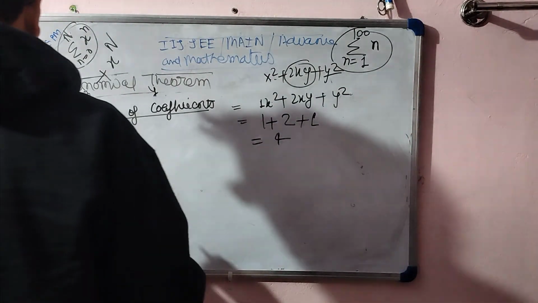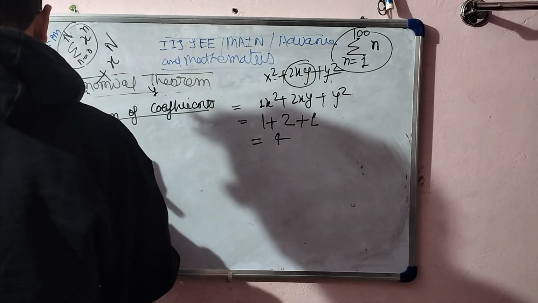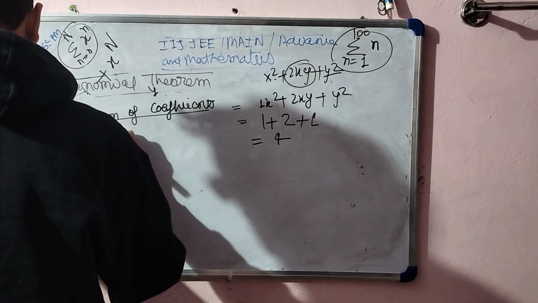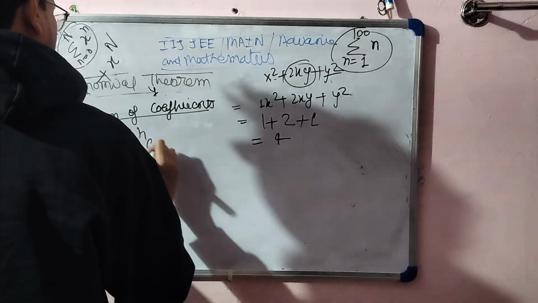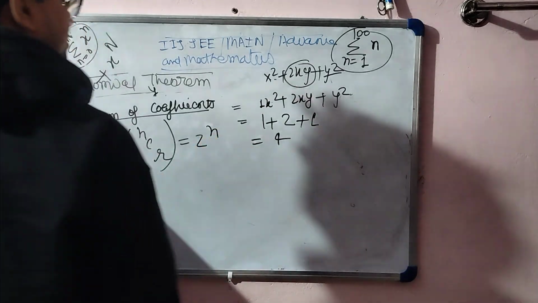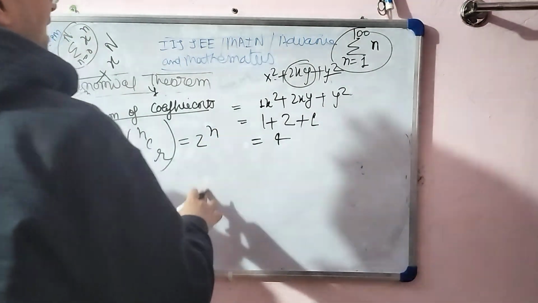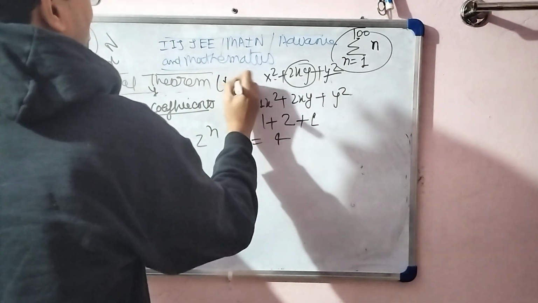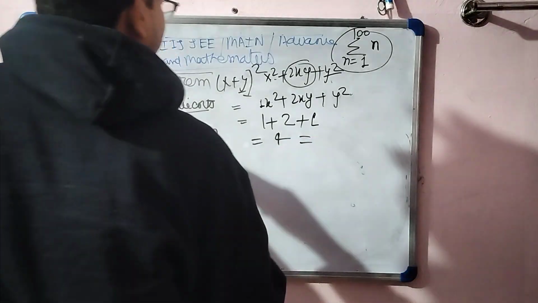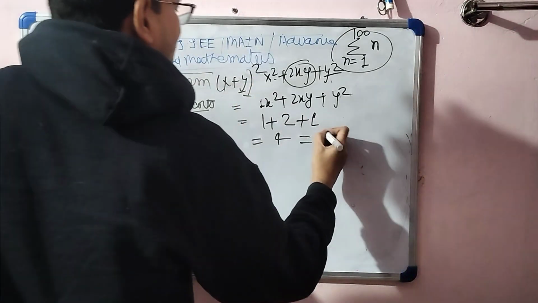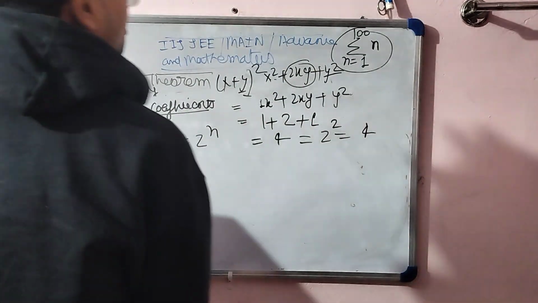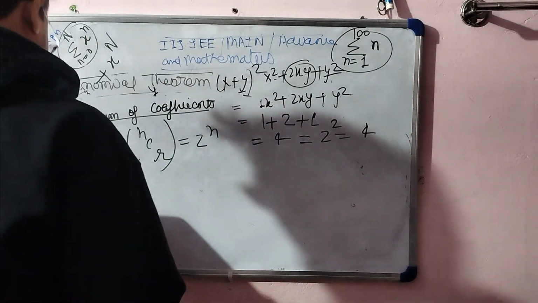Then the sum of coefficients, sigma r equals 0 to n of nCr, has the value 2 to the power n. If (x plus y) whole square, then to the power n, what is that? The value of n is 2. So the sum of coefficients is 4, that is 2 to the power n.